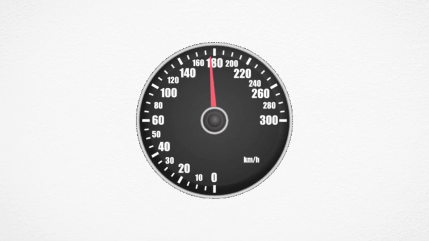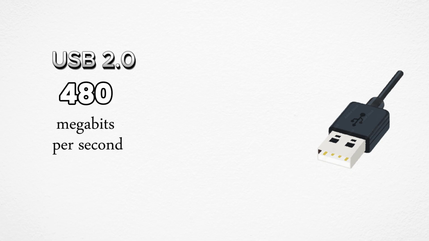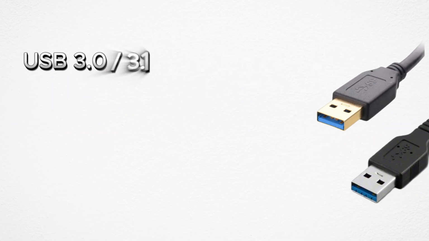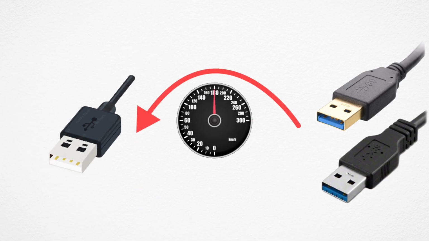But shape is just the beginning. USB also has different speeds, and this is where it gets interesting. USB 2.0, ancient history, 480 megabits per second. Black ports, too slow for today, skip it. USB 3.0 and 3.1, these are the standards you see today, 5 to 10 gigabits per second. Blue ports, that's 20 times faster than USB 2.0, these are the ones you want.